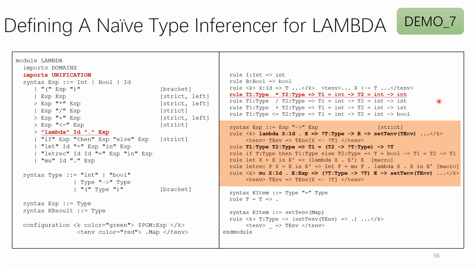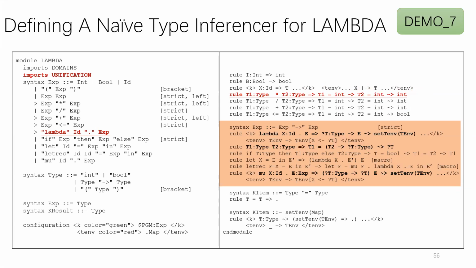Or if it has no solution, we can tell from the K configuration, because we'll see it get stuck somewhere. K will say that the unification has failed, so it is not well typed. And now we have the typing of Lambda.